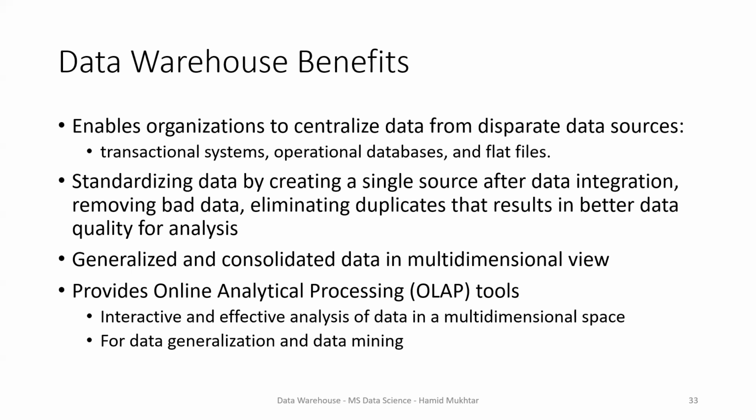Then there is the generalized and consolidated data in a multidimensional view. Okay, generalized and consolidated data. What is generalized? It is general purpose data. It's not for a specific department, but you have combined the data from the whole organization into one place. Consolidate means you combine them, and multidimensional view we will understand. Now, in databases, normally we don't talk about multidimensional views. We have just two dimensions, for example, rows and columns. But here we will do more than that, and that is interesting. That is something about the data warehouse which we will learn in this course.